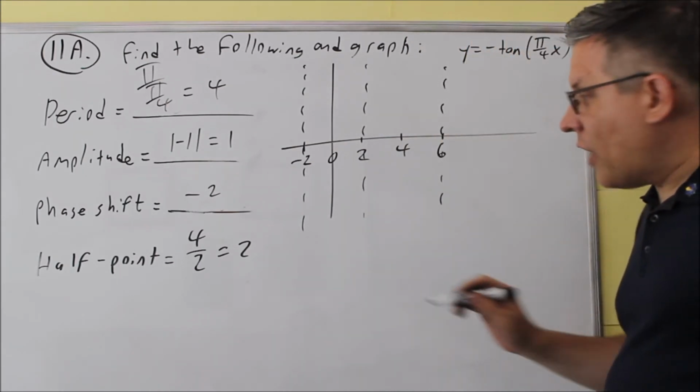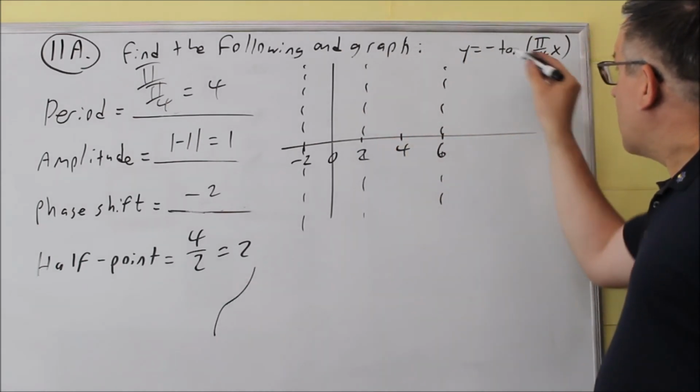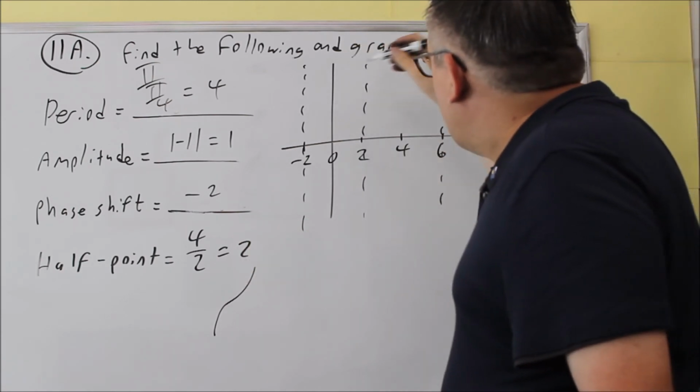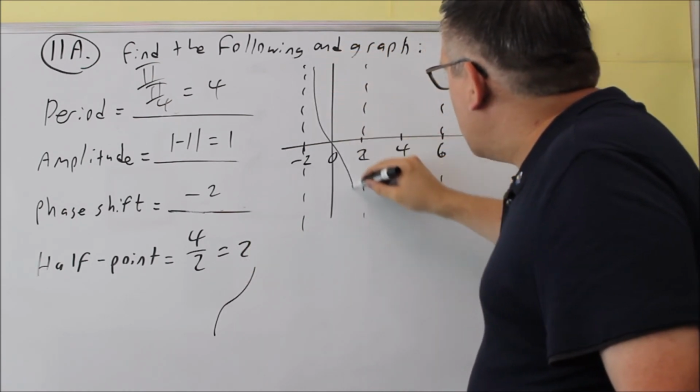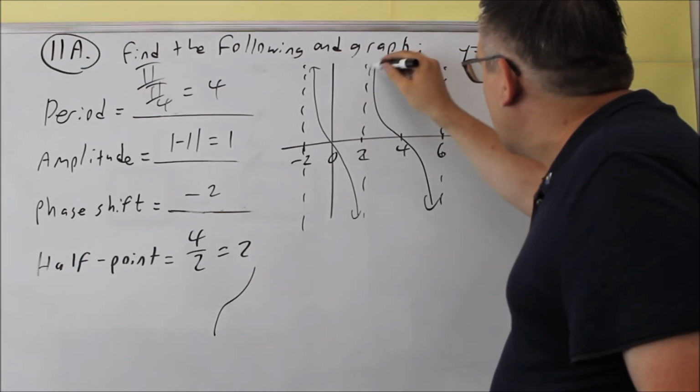Now the tangent graph normally goes like this. But because you've got -tan, that means you have to flip it, and it's going to fall. So the graph is going to fall. It's going to go through the origin. That's one of the points there. This is going to go through a 4.